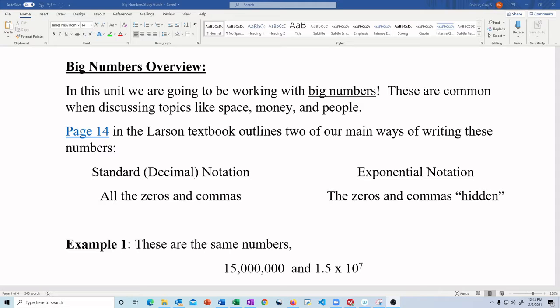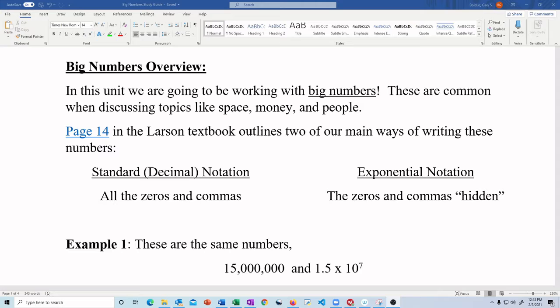So first things first, we should start with how we're going to write these numbers. We're going to deal with big numbers a little bit later in this unit with space. We're going to see it with money now, and then we'll also see it with people. If you're into the sciences, you see big numbers all the time. Chemistry, biology, there's lots and lots of tiny little things, so you're going to see big numbers.